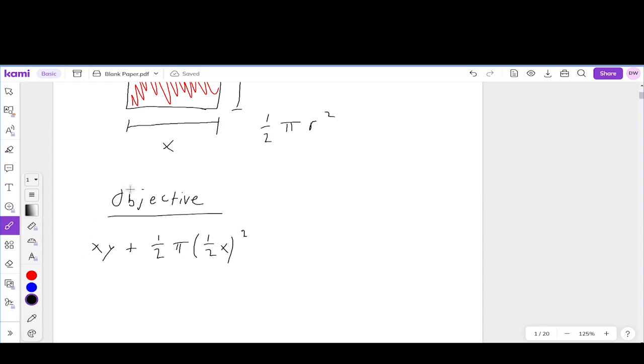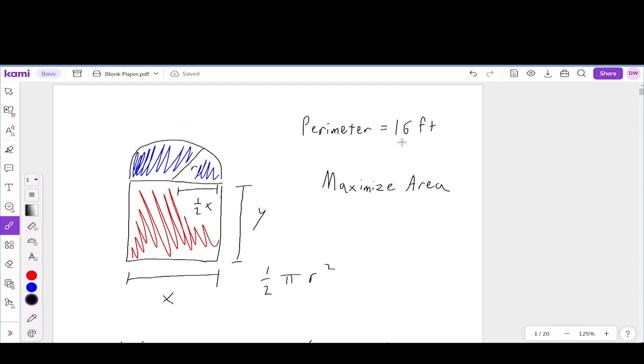Also, this is more notation: I'm going to call this A equals, for my function, because it's area. If you miss that, not a big deal, but I like it for notation. And then the objective and constraint. The constraint equation is the thing that's basically limiting us. In this case, it's the perimeter, 16 feet.